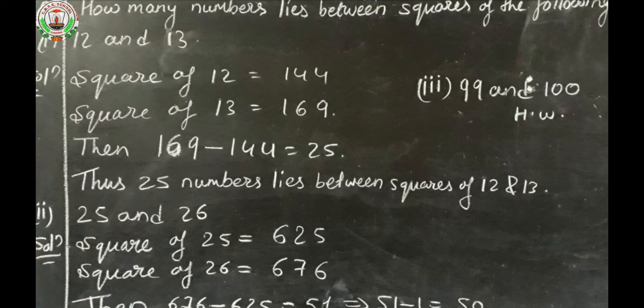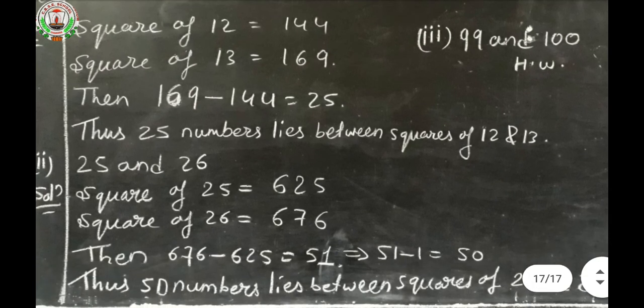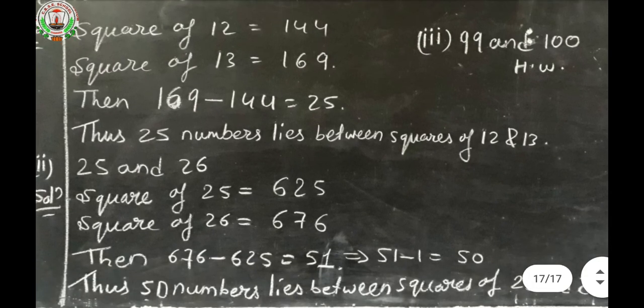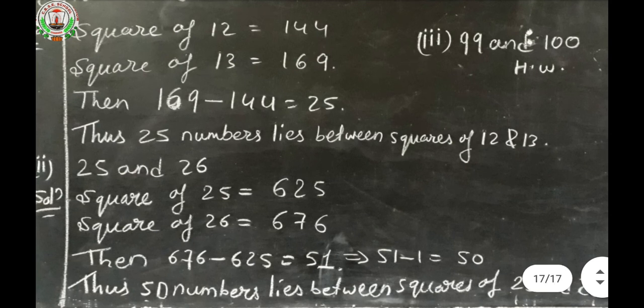That means whatever two numbers are given, you have to find the squares of those two numbers. Then after finding the squares, you have to subtract both, and whatever result comes, that many numbers lie between the squares of those numbers. Similarly, the next one: 25 and 26 are the two numbers, and we have to find how many numbers lie between the squares of 25 and 26.